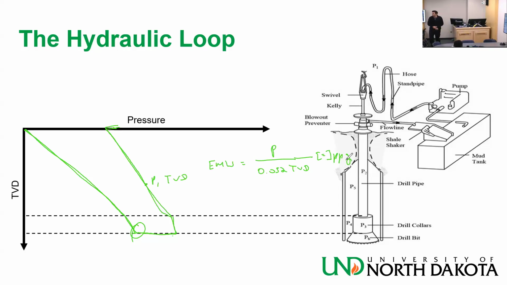Okay. Think about it again now. Where is the highest EMW? The surface. What would it be? Infinite. If it would be infinite, yeah. Why would it be infinite? The TVD there is zero. Because TVD is zero, you are dividing by a zero value. So here I have EMW infinite, right? I'm dividing by zero.